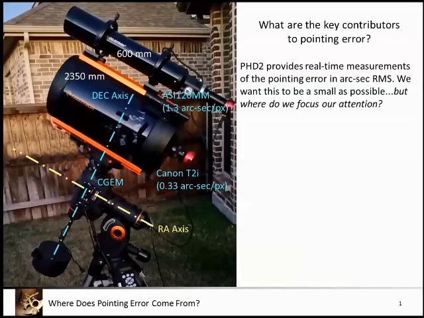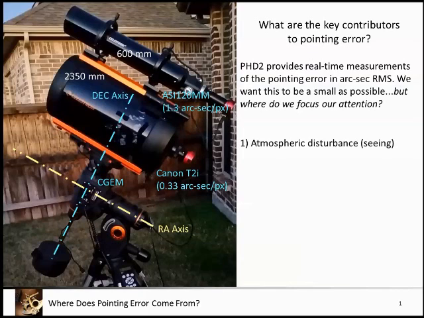But okay, where do we focus our attention? Well, more often than not, we're tweaking little parameters in the guiding algorithm. Maybe we send our mounts out, as I have just recently done, to have them hyper-tuned, or maybe we preemptively strike and fork over a lot of money for a very expensive mount with fewer mechanical imperfections. But how much of the pointing error is due to mechanical sources, in other words, mount imperfection, and how much of it's due to the atmosphere?